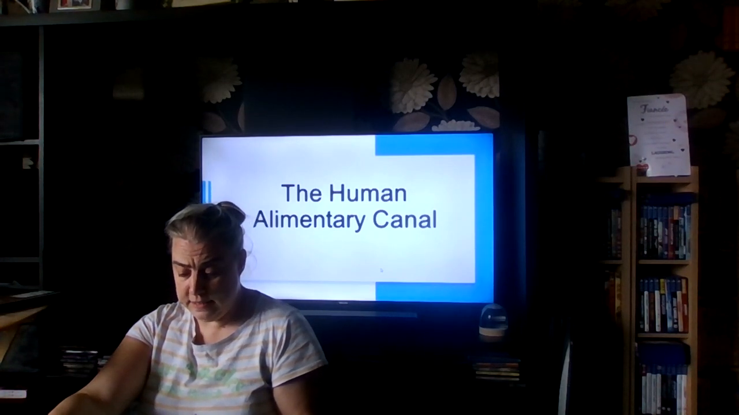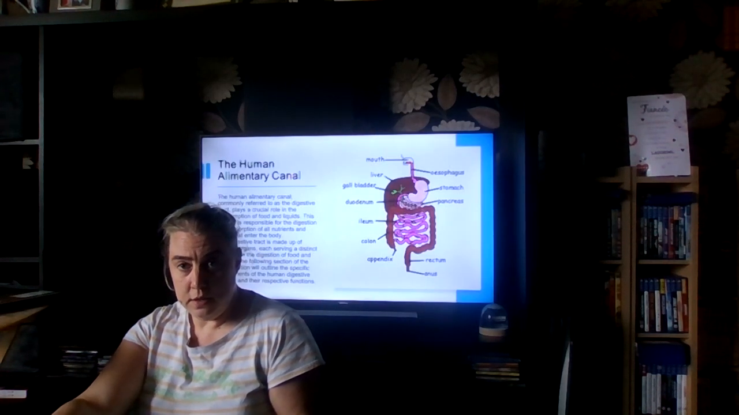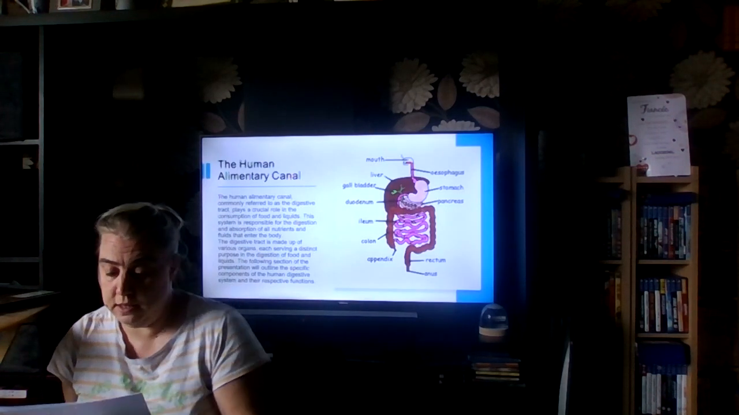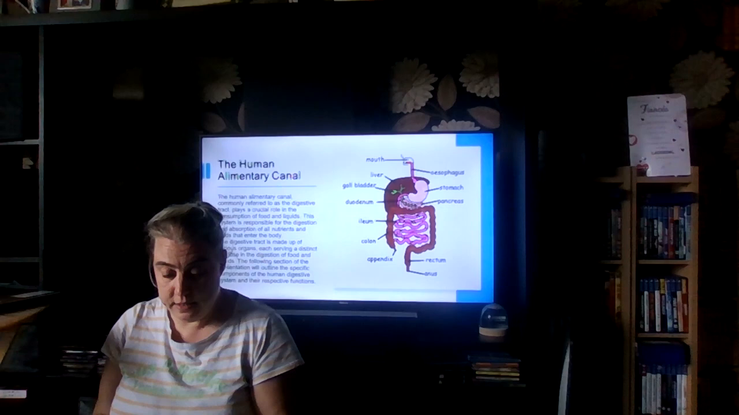The first slide is about the human alimentary canal system. This is known as the digestive tract. The digestive tract plays a crucial role in the consuming of foods and liquids. The system handles absorption and gathering the nutrients and fluids to make the body system work.